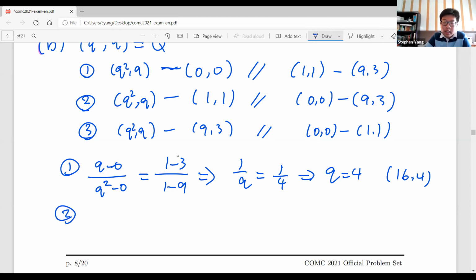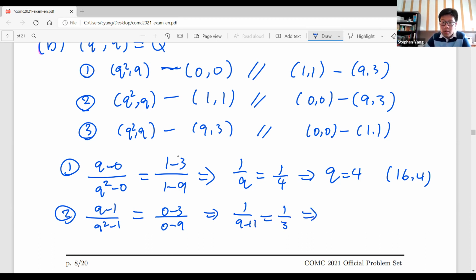Okay, now let's look at the second case. So (q minus 1) over (q squared minus 1) is equal to 0 minus 3 over 0 minus 9. So this simplifies into 1/(q plus 1) is equal to 1/3. So you have q is equal to 2. So in this case, the coordinate for Q is (4, 2).